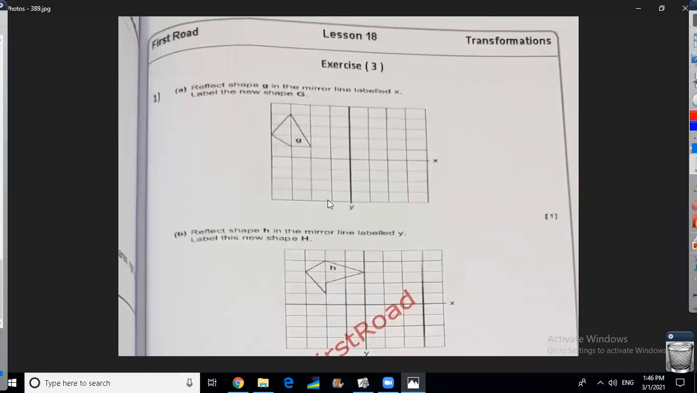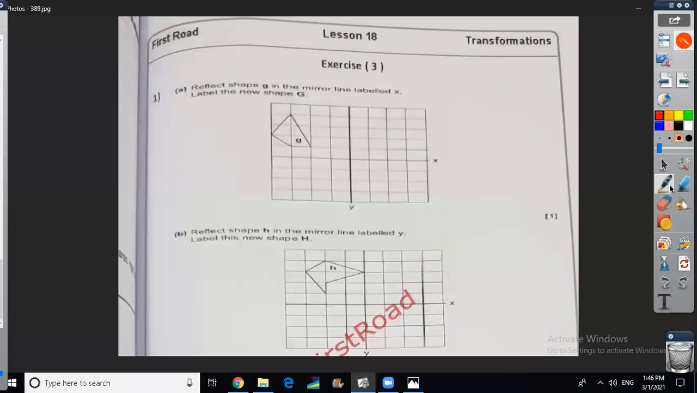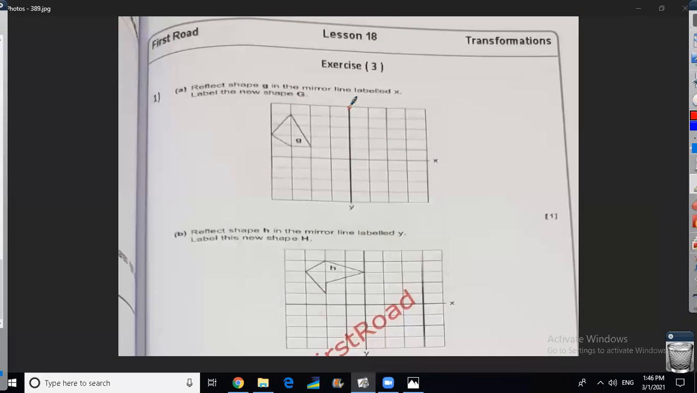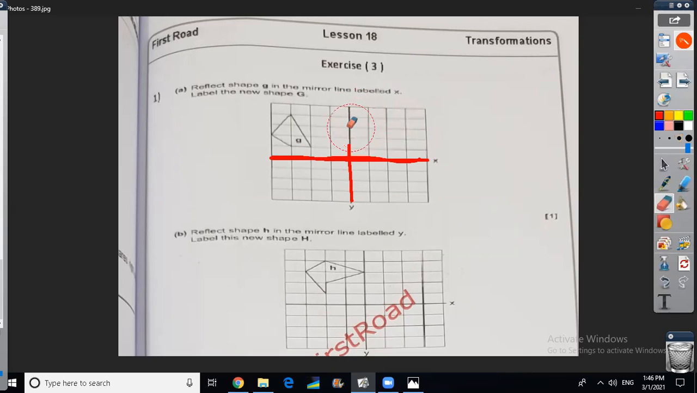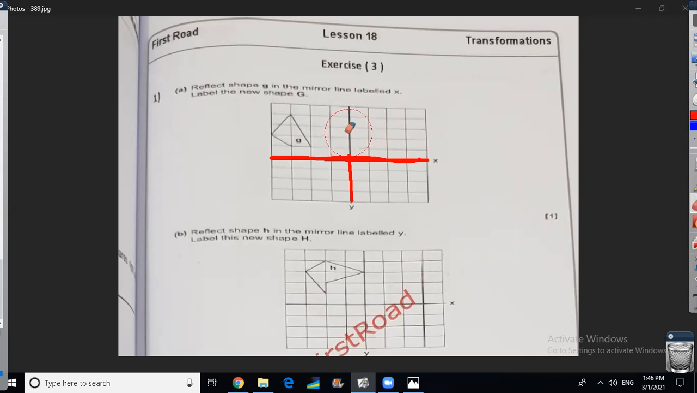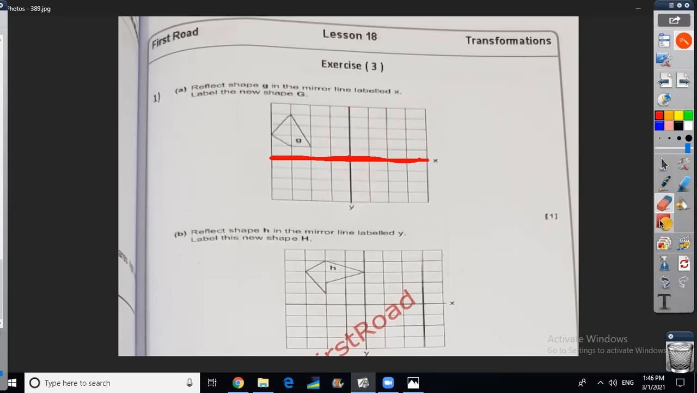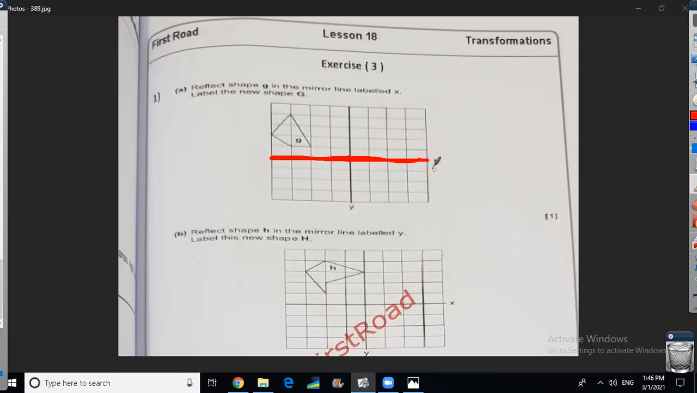They said here, reflect shape G in the middle line labeled X. Okay, where is X? Which middle line? They gave you 2 middle lines. Look at this. They gave you this one, and they gave you this one. But which one do they want you to use? X, which is this mirror. This middle line. So I'm gonna ignore the other one here. You have to ignore this one, because they said labeled X. So here is the middle line, X.